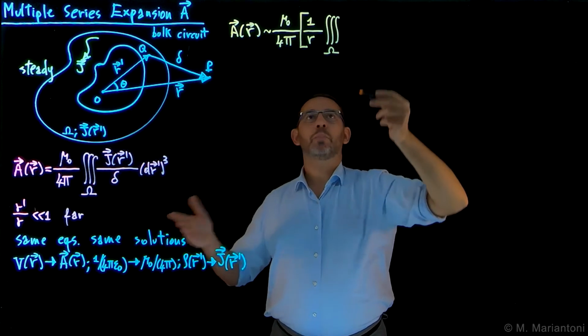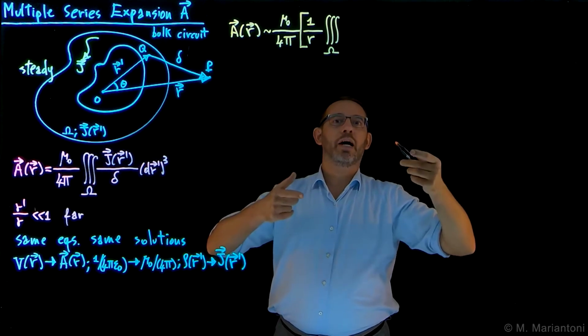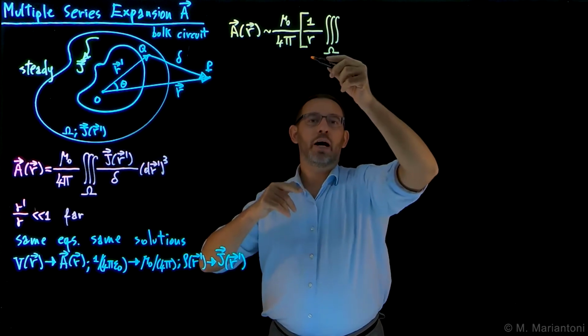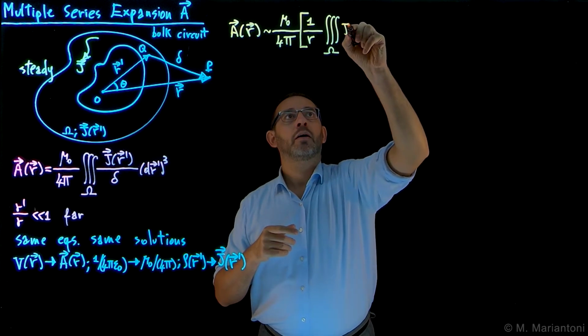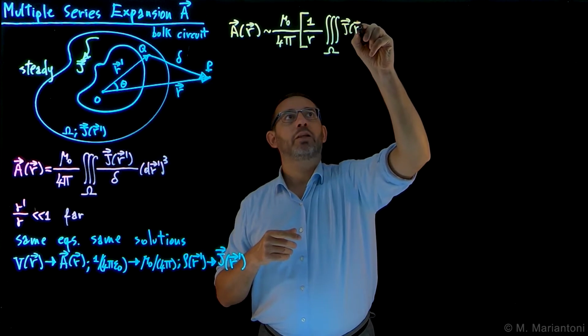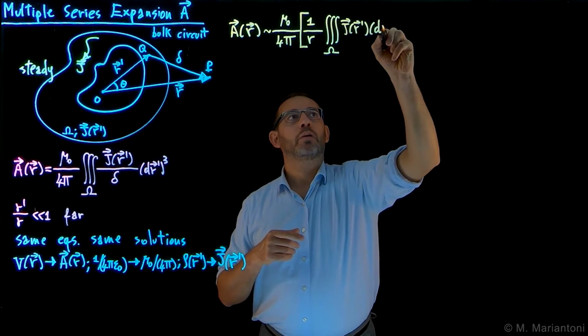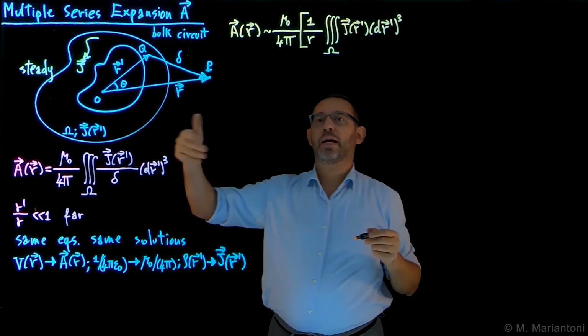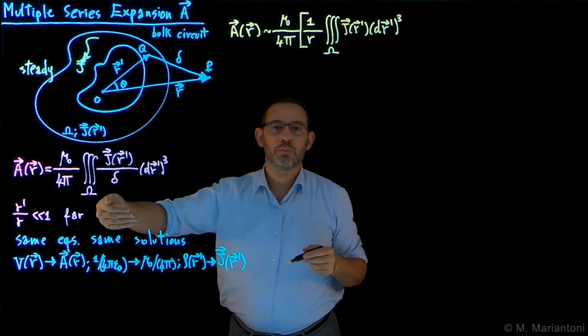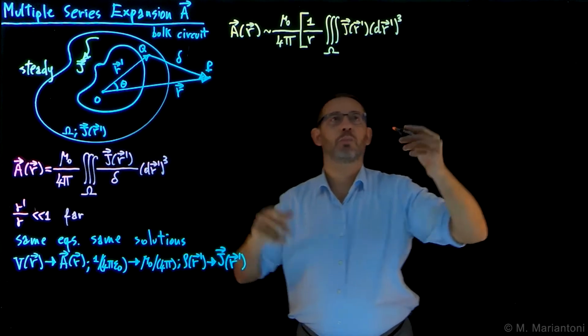Instead of rho, in the mapping, you remember here we have the charge, which is rho dr cubed. So now we have 1 over r, instead of rho dr cubed, J vector at r prime vector, dr prime cubed. I'm just following this mapping. So if you look at the first two terms of the Taylor or Legendre series we've seen for the multipole series expansion, that's the first term, the monopole term.